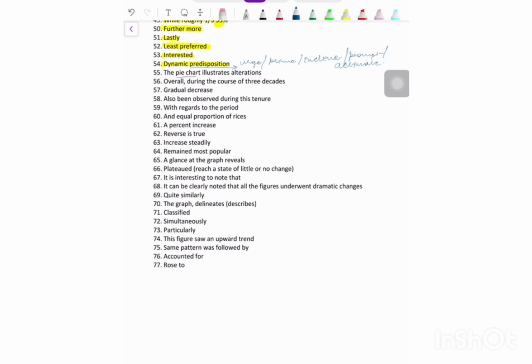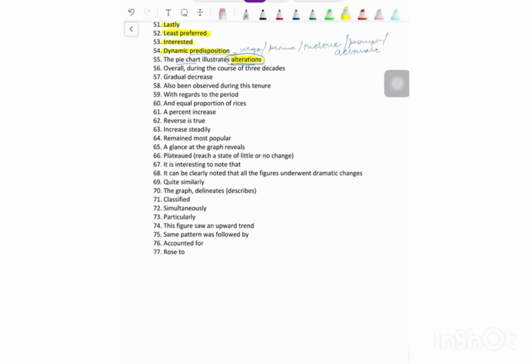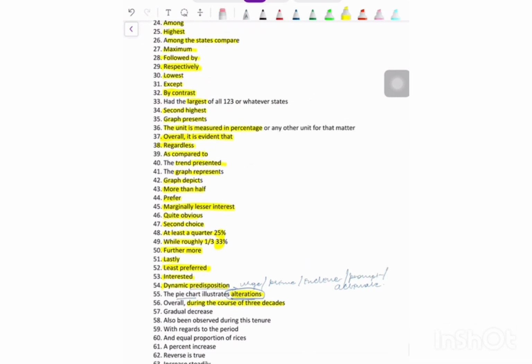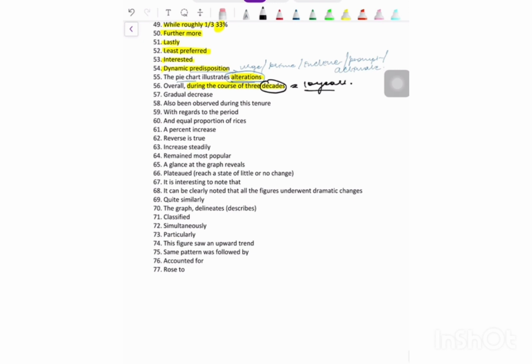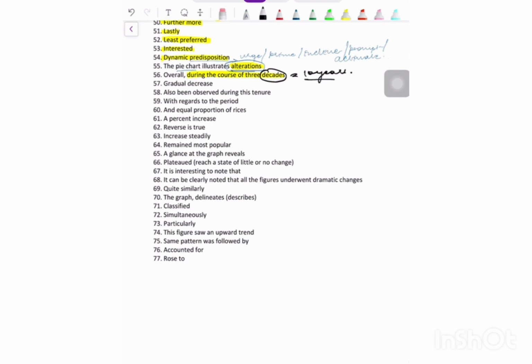Then the pie chart illustrates alterations, also a very good word to write in the language. Overall during the course of 3 decades. So this is when you're writing the overview, then you can write that overall during the course of 3 decades. And even if I hide the word overall, 3 decades is a good phrase to use. Decades you can use if you want to write something related to 10 years. So instead of writing 10 years so many times, you can write decades. And if it is 30 years, you can write 3 decades.